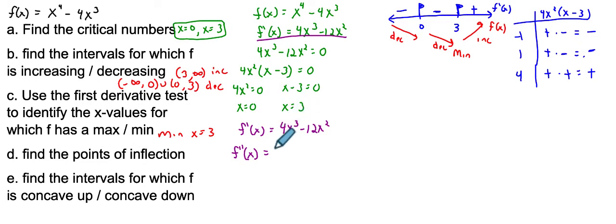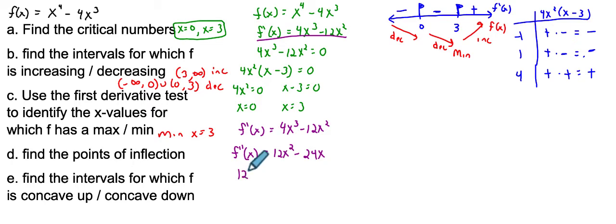So 4 times 3 is 12. Decrease my power by 1 gives me 12x squared. Using the power rule here, that gives me 24x. So we have 12x squared minus 24x would be our second derivative. Since this is a polynomial, I know it's differentiable everywhere, and so the derivative always exists. So I don't have a derivative that does not exist.